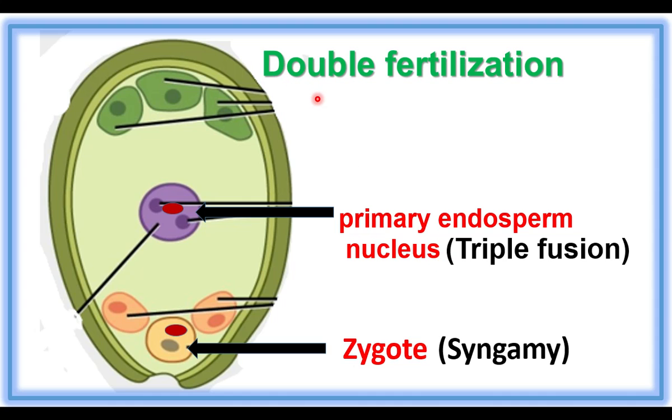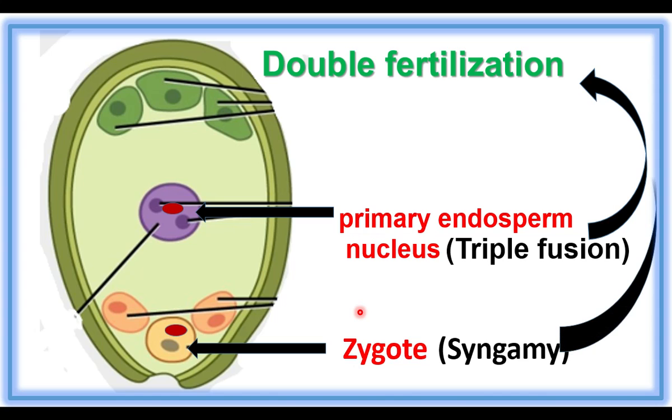In angiosperms, or flowering plants, the fertilization is called double fertilization because fertilization takes place twice inside the embryo sac. One is triple fusion and the second one is syngamy. So the type of fertilization is double fertilization.